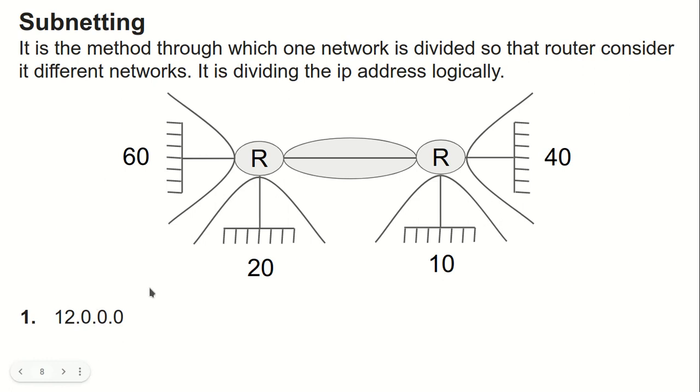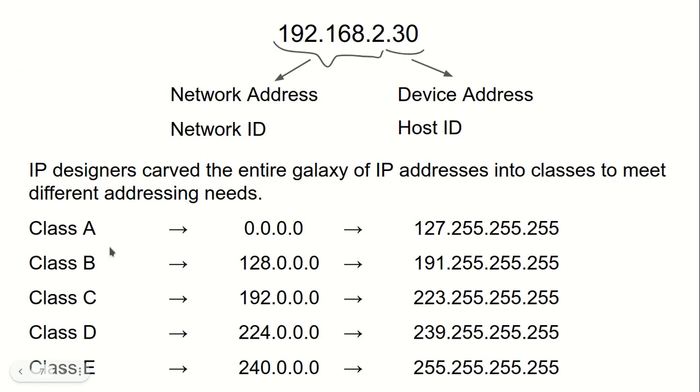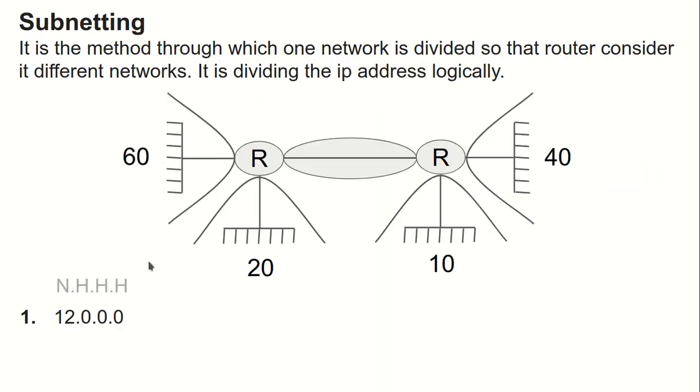So let's move to the previous slide. Here is the class A IP address that starts from 0.0.0.0. So the class A IP address will be 12.0.0.0. It is the first class IP address, and here is the network. The 12 is the network, and these three are the hosts.